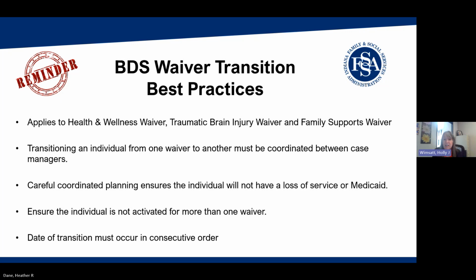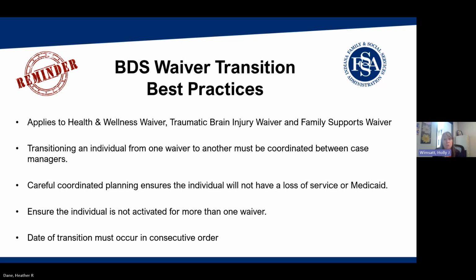Careful coordinated planning ensures that the individual will not have a loss of service or Medicaid if the person requires, for example, the special income limit. Additionally, we want to ensure that the individual is not activated for more than one waiver, because a person cannot have more than one 1915(c) waiver at a time.